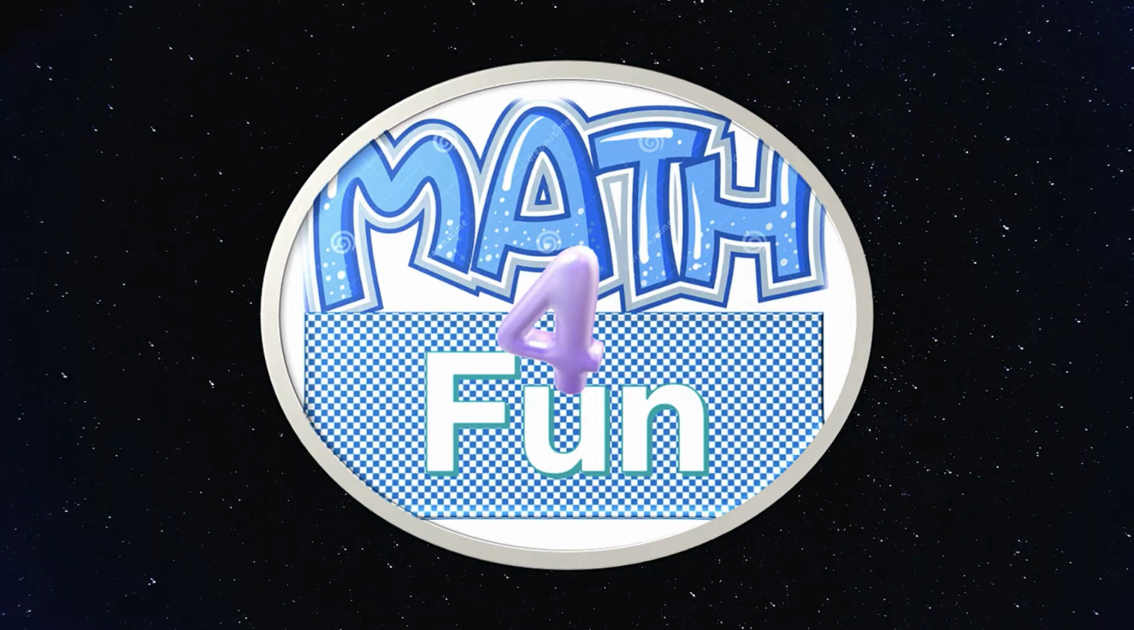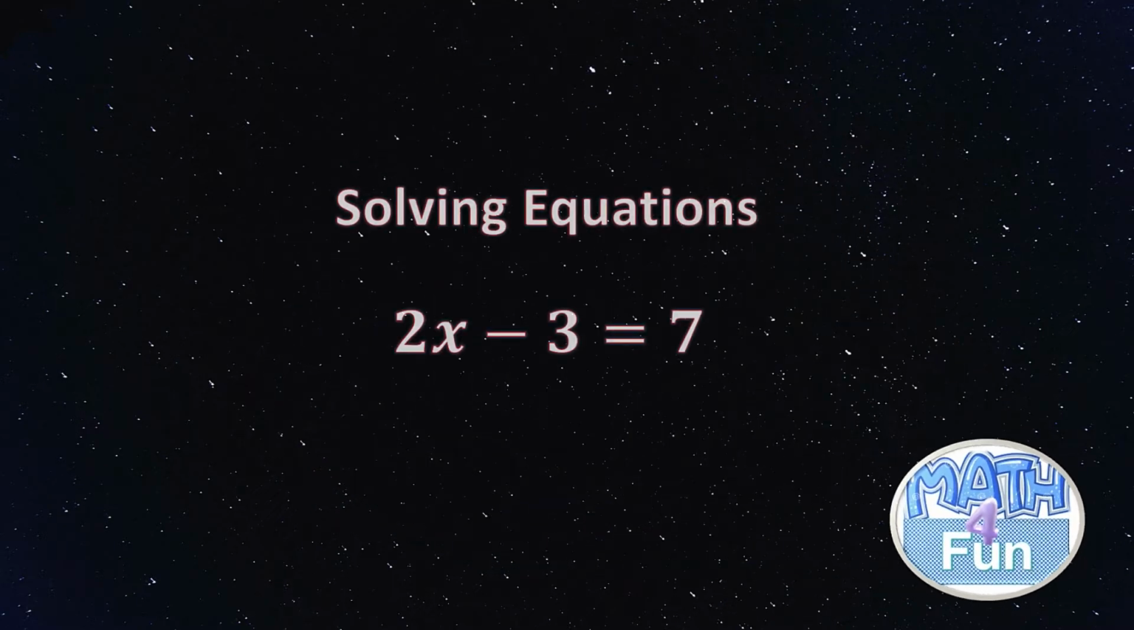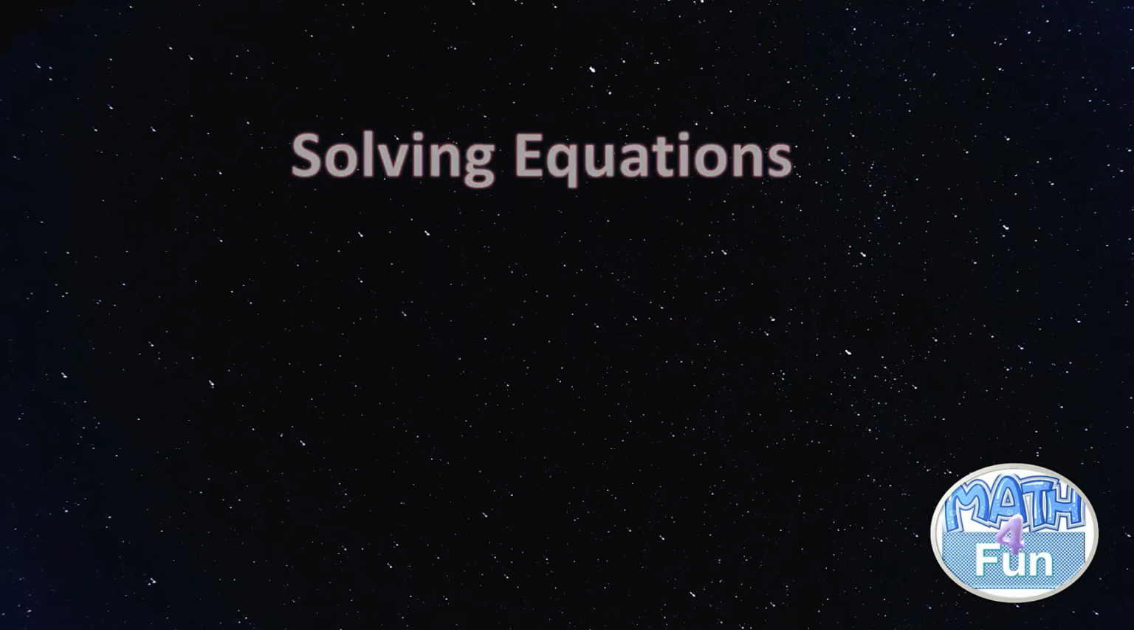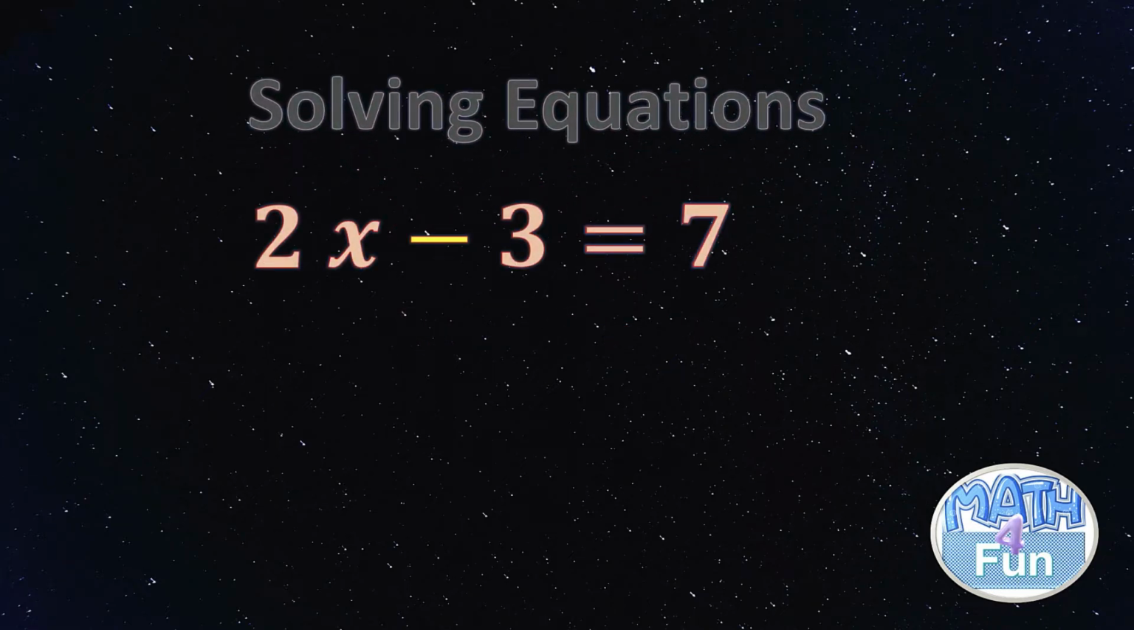I'm going to show you how to solve linear equations involving multiplication and division. Let's start with this question. Here we have 2x minus 3 equals 7. What do we need to do? We need to find how much x is.